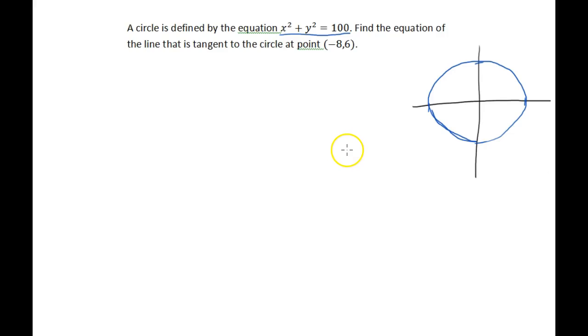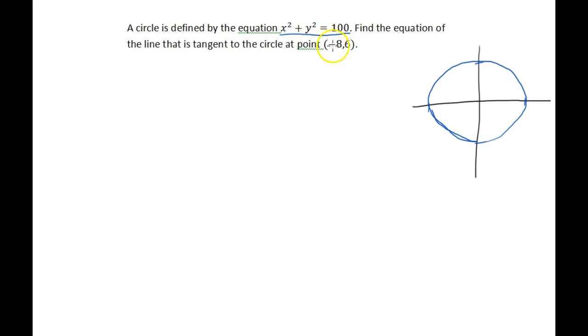In this video, we'll find the equation of a line that is tangent to a circle at a given point. We have, in this example, a circle defined by the equation x squared plus y squared equals 100. Find the equation of the line that is tangent to the circle at the point -8, 6.